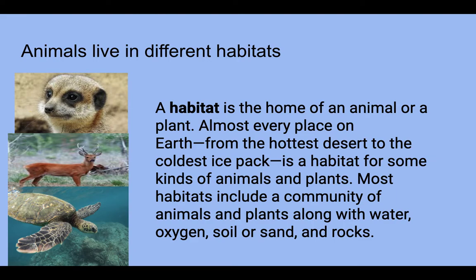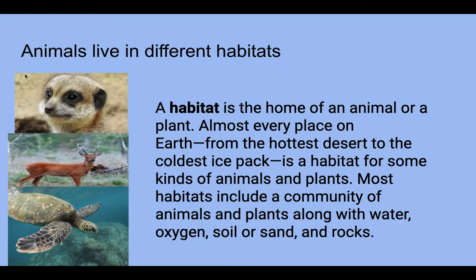What is a habitat? A habitat is the home of an animal or a plant. Almost every place on Earth, from the hottest desert to the coldest ice pack, is a habitat for some kind of animals and plants. Most habitats include a community of animals and plants along with water, oxygen, soil, or sand and rocks. So let's look at the pictures of the animals on the left of us.